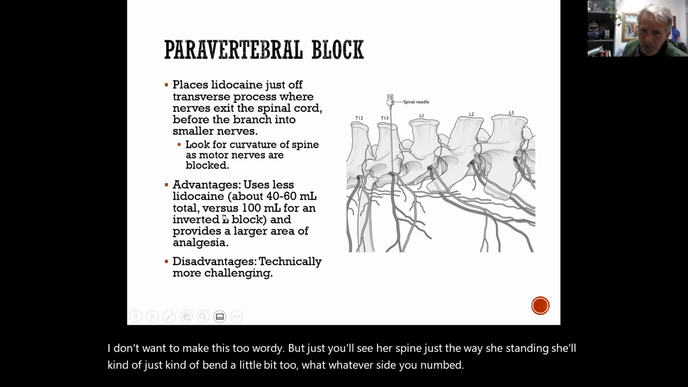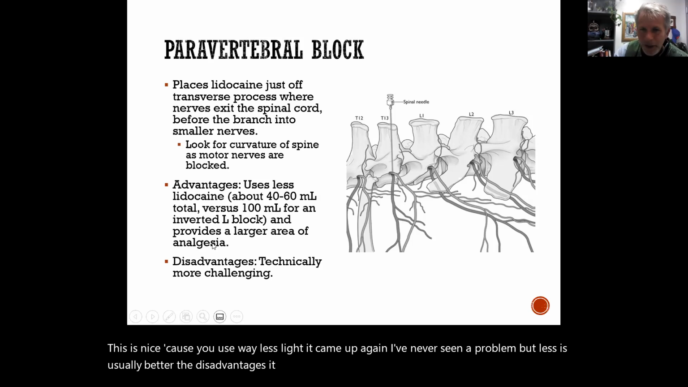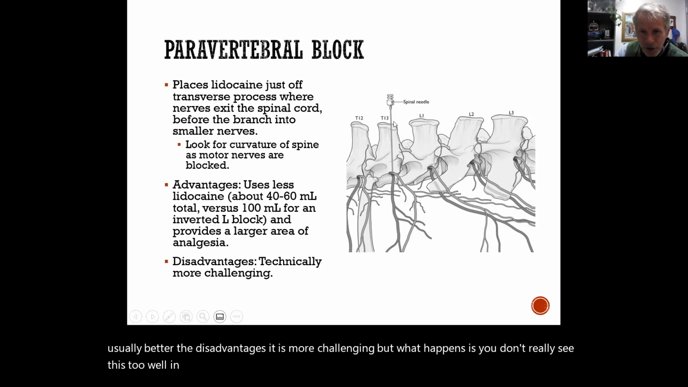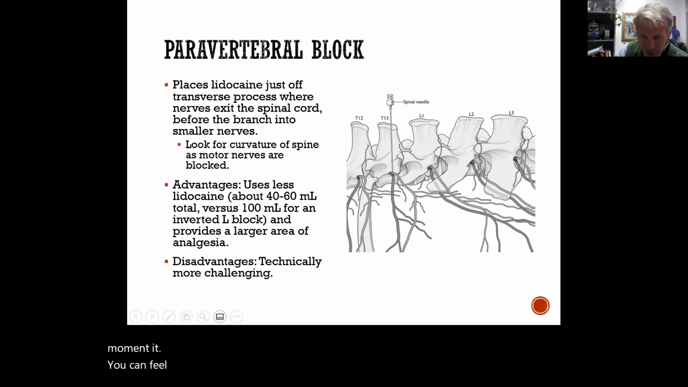This is nice because you use way less lidocaine. Again, I've never seen a problem, but less is usually better. The disadvantage is it is more challenging, but what happens is, and you don't really see this too well in this video, you insert the needle and then you feel the needle contact the transverse process, and then you just walk the needle off the transverse process. The moment you can feel it drop off, that's where you place your lidocaine. And it was very effective.